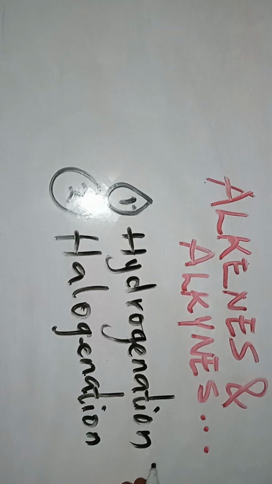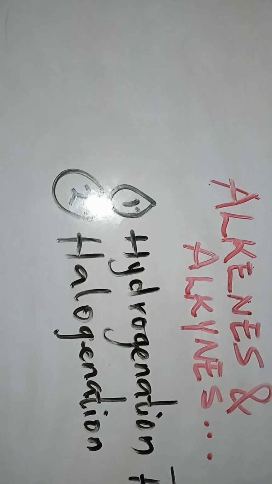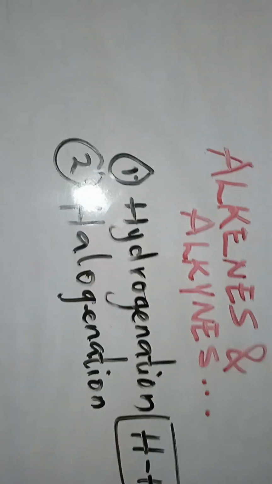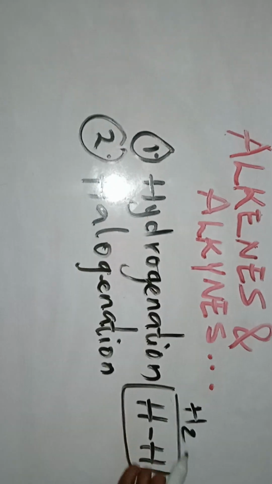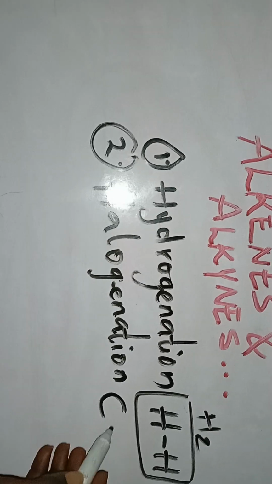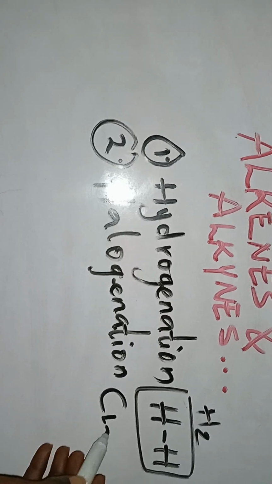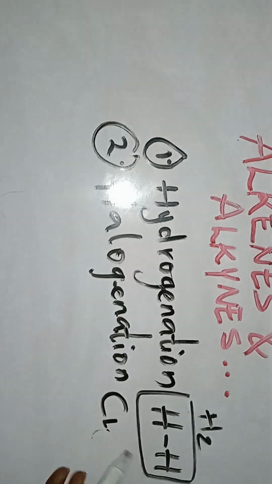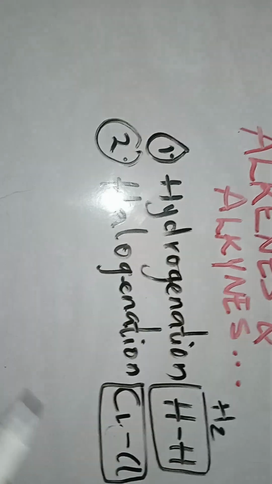And as the name implies, hydrogenation means adding hydrogen. You know that hydrogen exists as a diatomic molecule. So adding of hydrogen is called hydrogenation. Halogenation means adding of halogens, be it chlorine, be it bromine, or the rest. You know that they exist as diatomic molecules. So adding of halogens is what we mean by this.